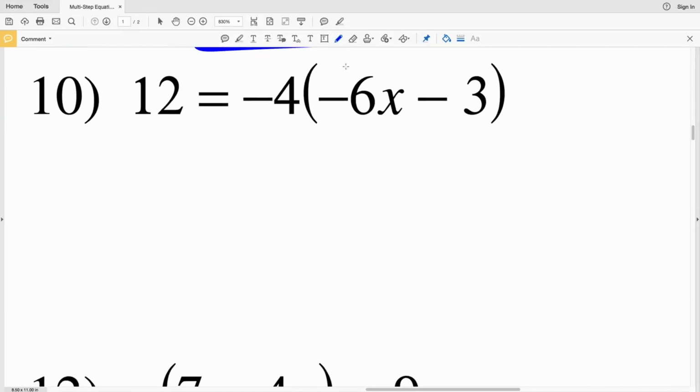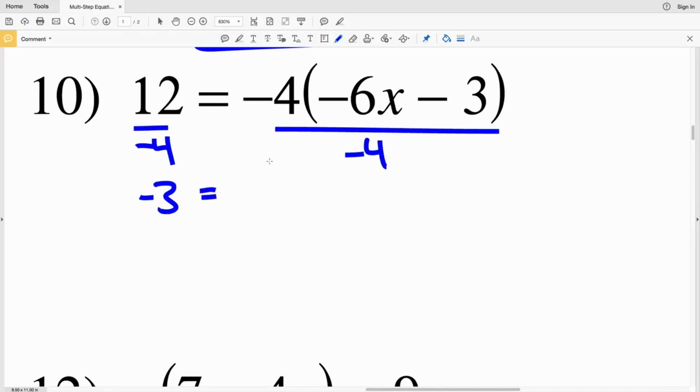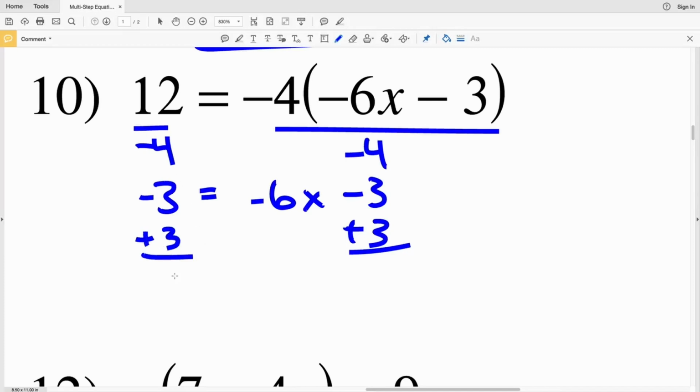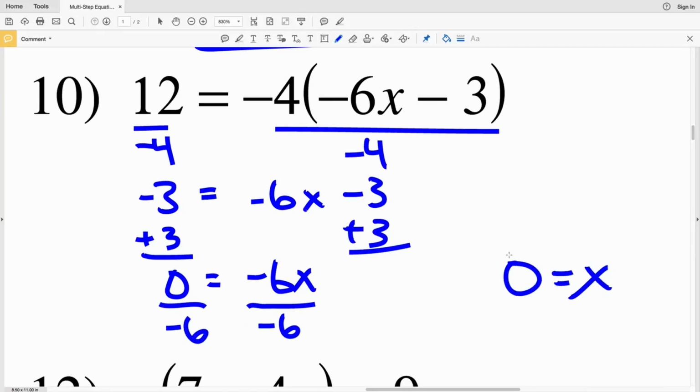In number 10, we're starting by dividing by a negative 4. 12 divided by negative 4 is negative 3, and we'll be left with negative 6x minus 3. So we're going to add a 3 to both sides to get that 0 is equal to negative 6x. And when we divide by a negative 6, we're going to get that 0 is equal to x, because 0 divided by any number is 0.